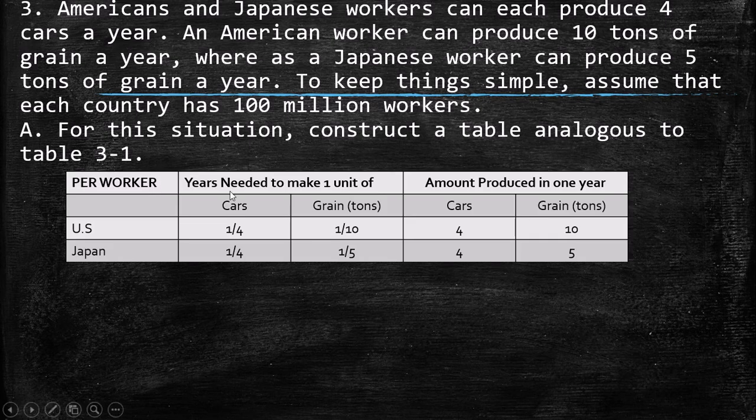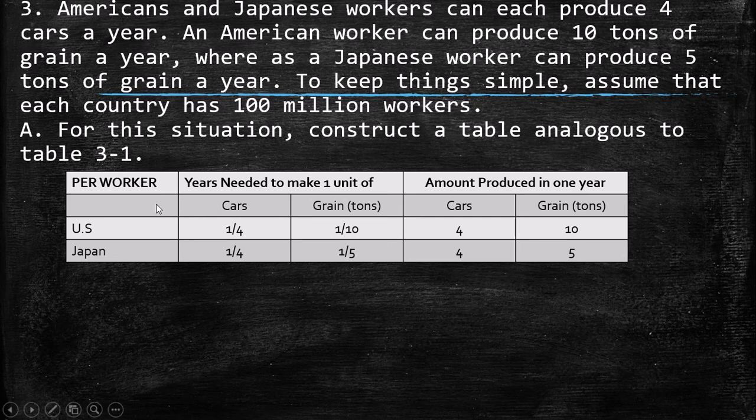We have the time needed to make 1 unit of each good, and the amount produced in the time established. So here we are talking about years. Given that we are talking about the same number of workers in each country, I'm going to talk just about per worker. So, years needed to make 1 unit of cars. As we know, in the United States each worker takes 1 year to produce 4 cars.